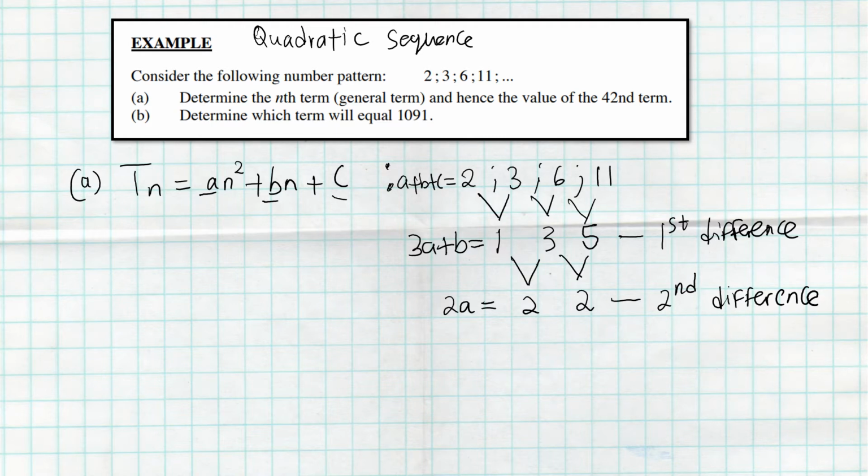From bottom going upward, right? So I'm going to say 2A is equal to my second difference, which is 2. Divide both sides by 2. My A gives me 1, right? So A is 1.